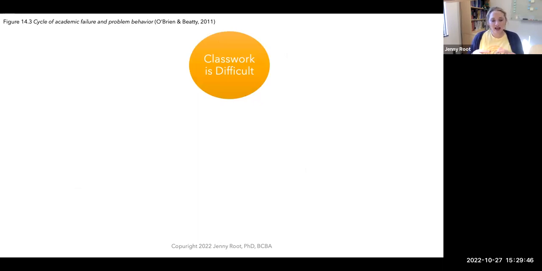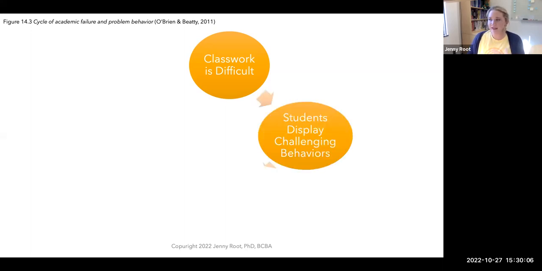So often the class work is difficult. Being in a learning environment can have difficult social demands and academic demands. We may have difficulty with self-regulation. And so because we have low distress tolerance and limited social skills, these students may display challenging behavior. And again, these are those who have those externalizing behaviors.